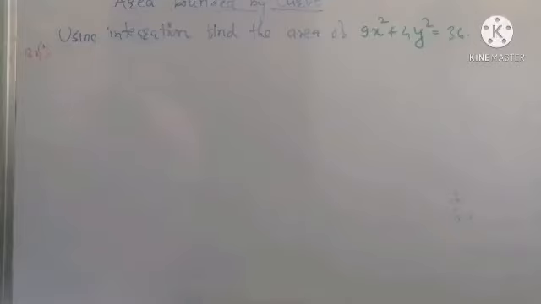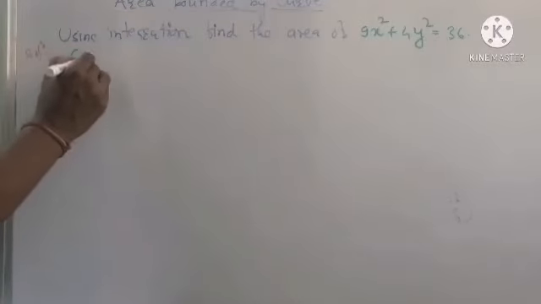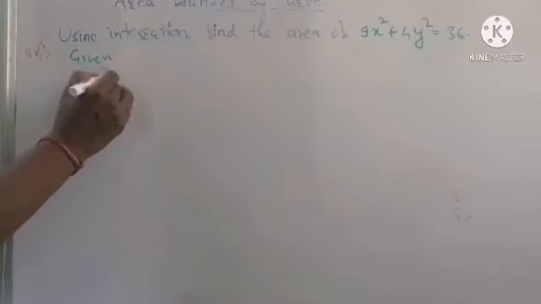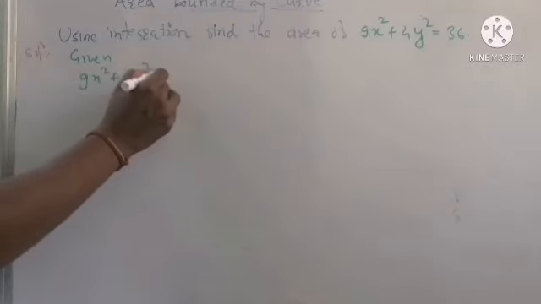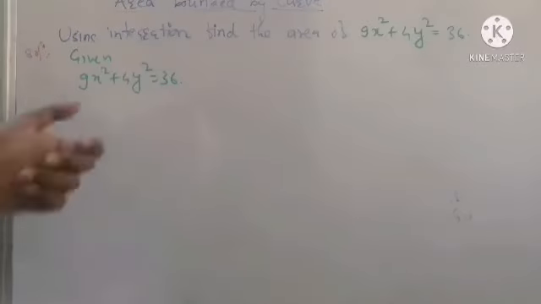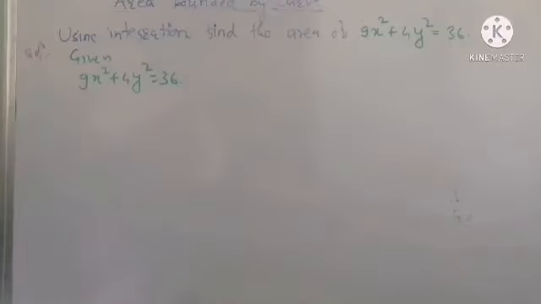Next example: using integration, find the area of 9x square plus 4y square is equal to 36. Here the given curve is 9x square plus 4y square is equal to 36. As this is an equation in quadratic form of x and y, it may be the equation of a circle or an ellipse. But it can't be the equation of a circle, as the coefficients of x square and y square must be equal for a circle, and here they are not equal. So this equation may be the equation of an ellipse only.